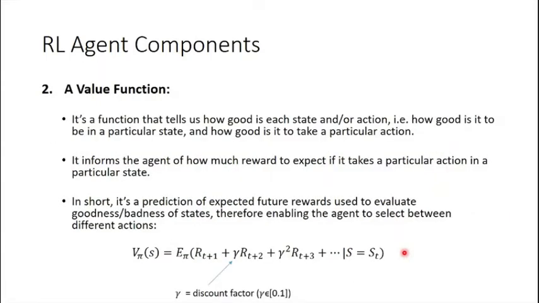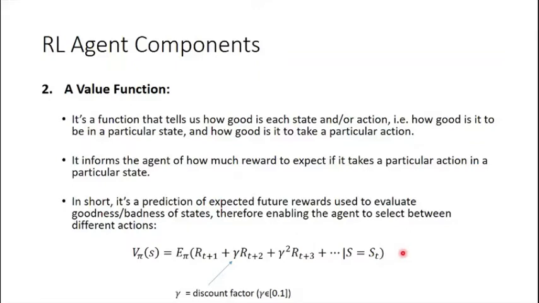So the second component of a reinforcement learning agent is a value function. So this value function is the function which tells the agent how good the current state or the current action is. So it's basically like giving encouragement for or discouragement to an agent for being in that particular state or for taking that particular action.